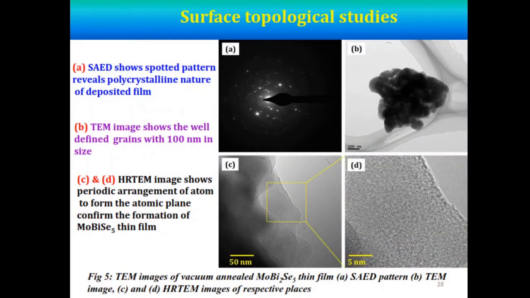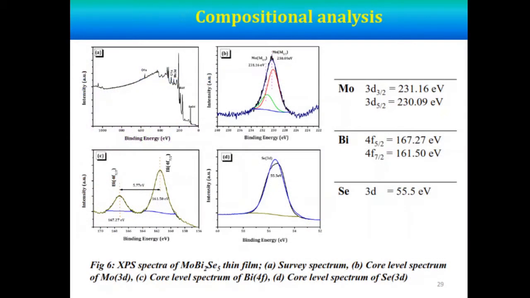This is the surface topological studies. TEM images of vacuum annealed MoBi2Se5 thin film. A shows the SAED pattern, B shows the TEM image, C and D show HRTEM images of respective places. This is the compositional analysis of XPS spectra of MoBi2Se5 thin film: survey spectrum, core level spectrum of molybdenum, core level spectrum of bismuth, and core level spectrum of selenium.